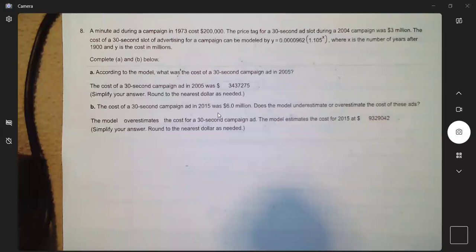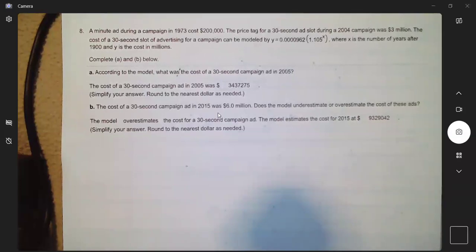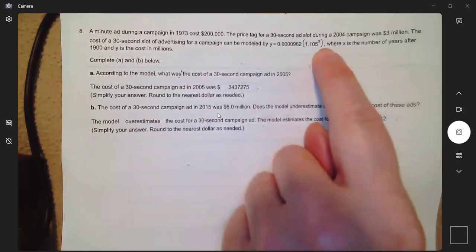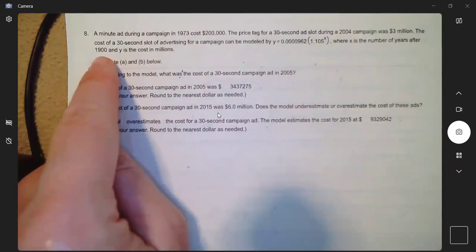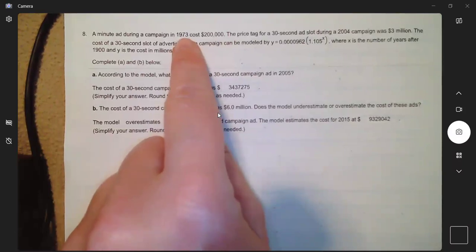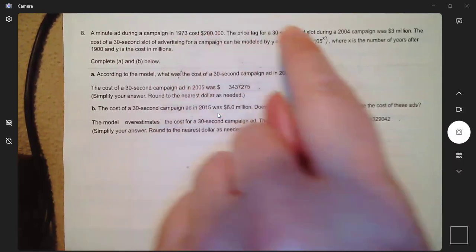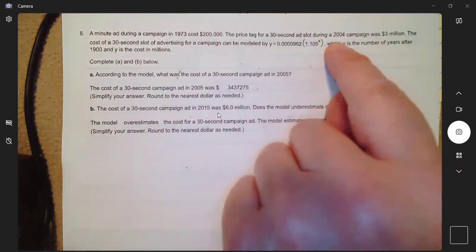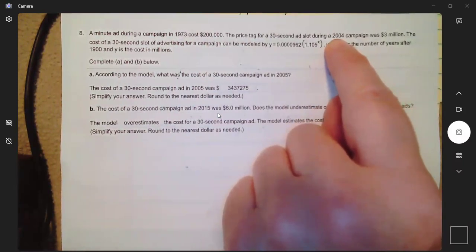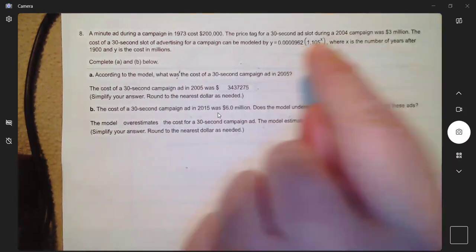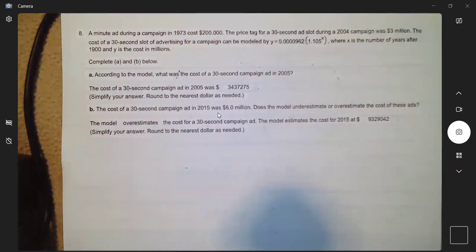When something grows that fast, it typically is some kind of exponential behavior, where x is measuring years after 1900. Okay, so this would have been x equals 73 right here. 2004 campaign, well, that's over a century after 1900. So 2004 would correspond to an x value of 104 plugged into this. And then notice that the outputs are in $1 million.